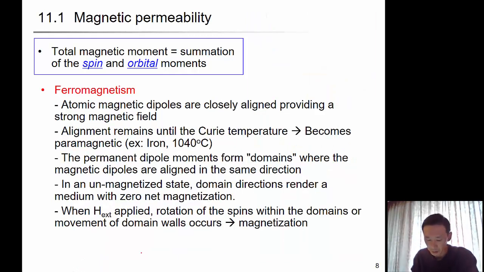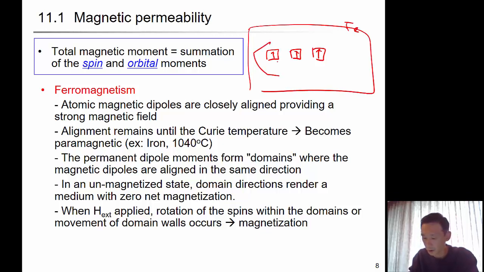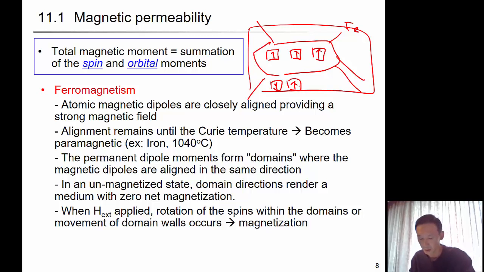But in ferromagnetic material, the atomic magnetic dipoles are closely aligned, providing a strong magnetic field. So unpaired electrons are closely aligned, for example, if it's iron, in some domain, and unpaired electrons cause the magnetic dipoles, and they are aligned, then providing a strong magnetic field. And this alignment remains until the Curie temperature, and exceeding this temperature, if this is iron, then they become paramagnetic. So it loses its magnetic characteristic.